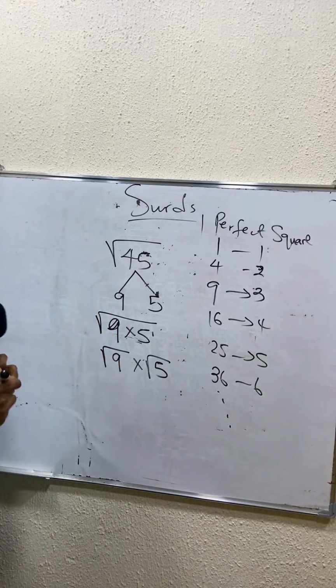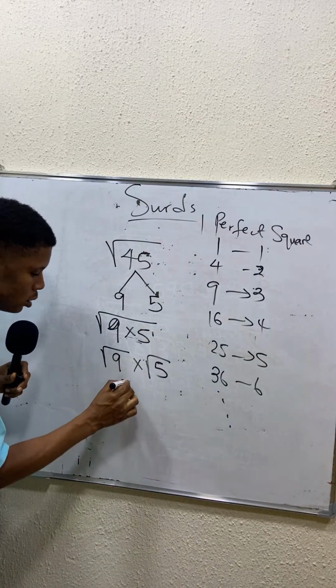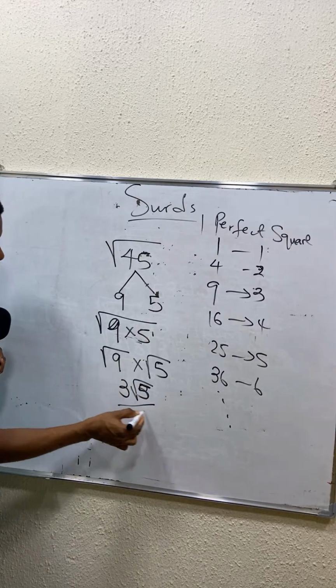When you take the square root of 9, you have 3. Root 5 cannot be broken. So we have 3 root 5, and that's the answer.